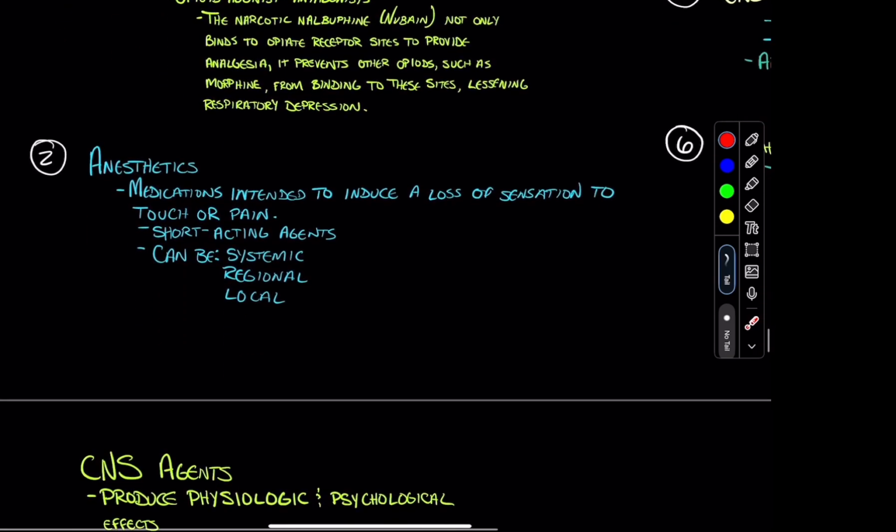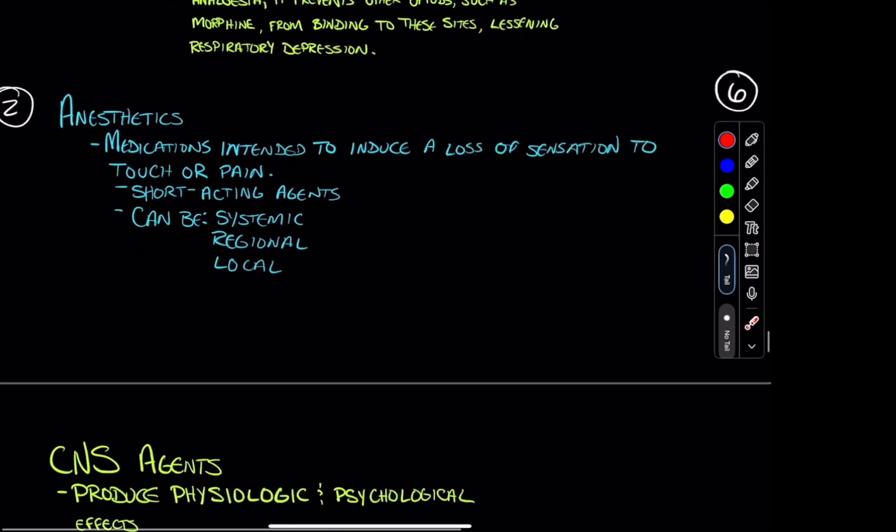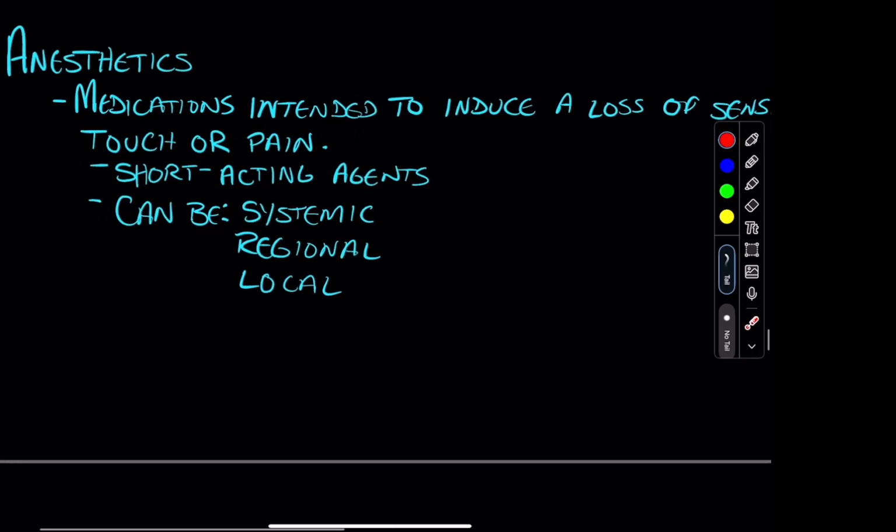The next group is anesthetics. So these are basically given to numb a certain area. It provides a loss of sensation. They're short acting. The big one that you'll see in the ACP scope is lidocaine, which is a topical numbing agent. But they can be given systemically, regionally, or locally, depending on what kind of response they're looking for.